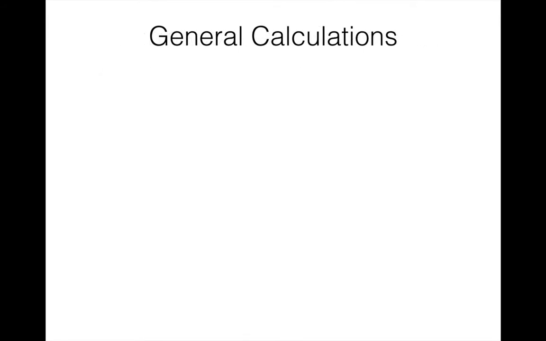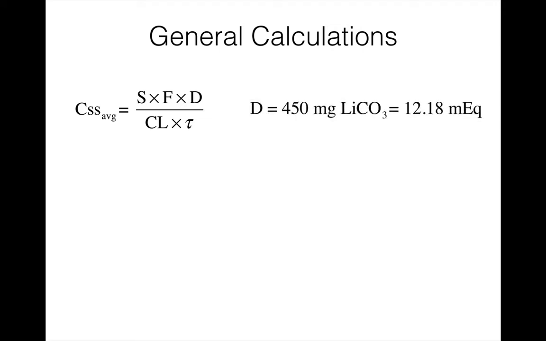Now let's do some general calculations to estimate concentrations. The formula to predict CSS average is as follows. And the dose that we're using is 450 milligrams of lithium carbonate, but we need to convert the dose to milliequivalents, so we'll end up with the appropriate concentration, which is milliequivalents per liter. 450 milligrams of lithium carbonate equals 12.18 milliequivalents.